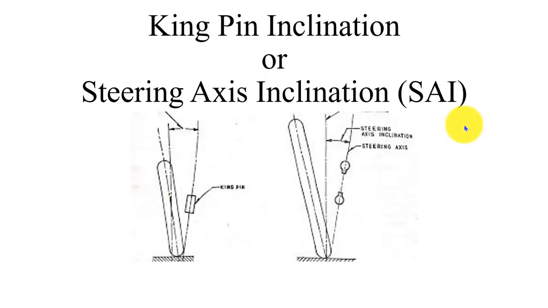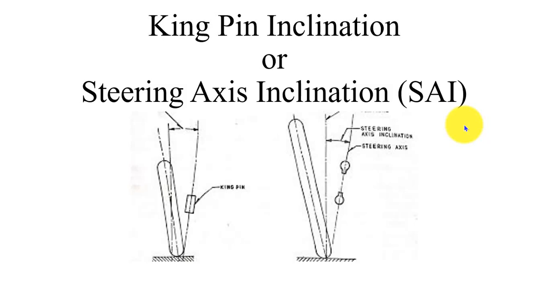Hello students, we will learn about kingpin inclination in this video. It is better known as steering axis inclination, SAI. Steering axis inclination is the angle between the steering axis passing through the kingpin and the vertical axis of the tire normal to the road. Steering axis inclination is measured from the front of the vehicle.